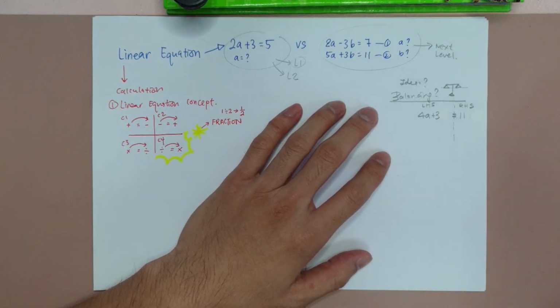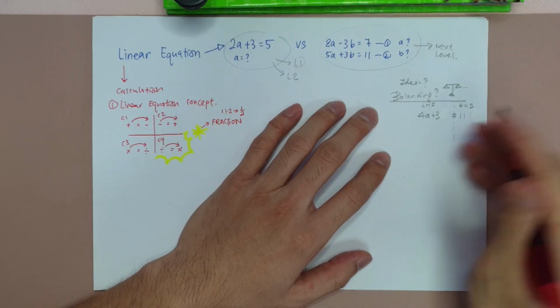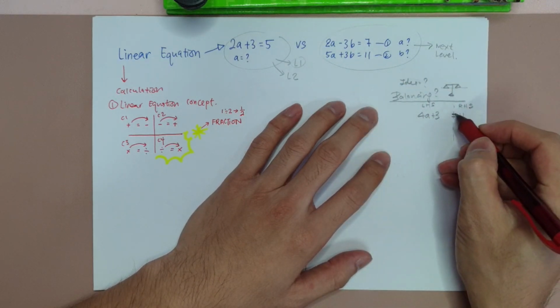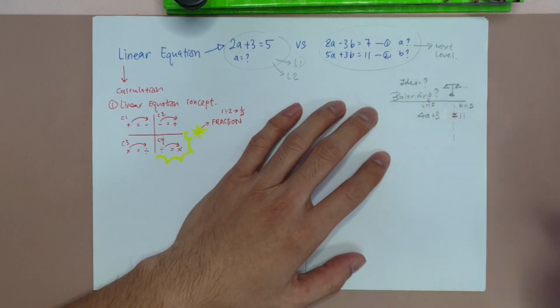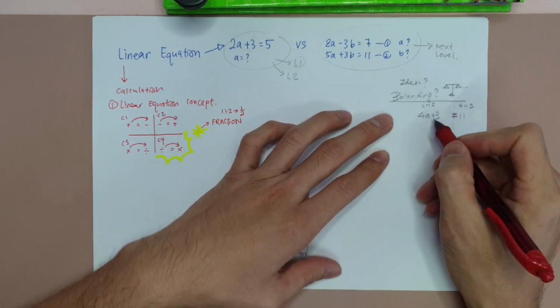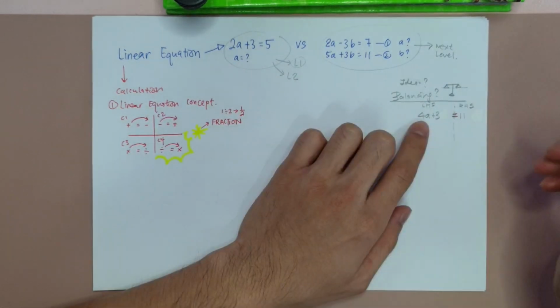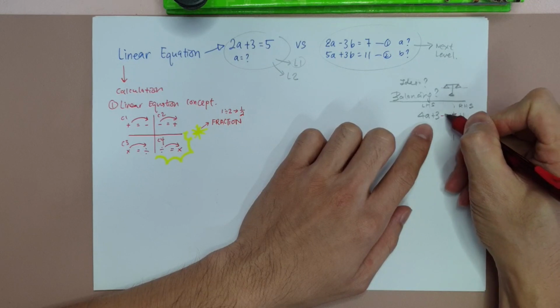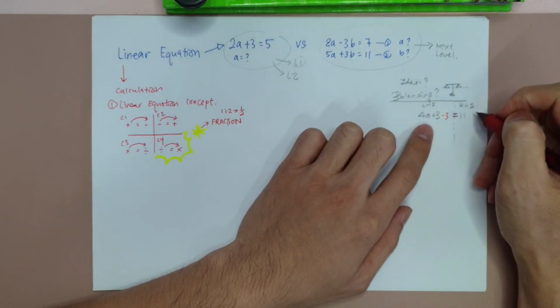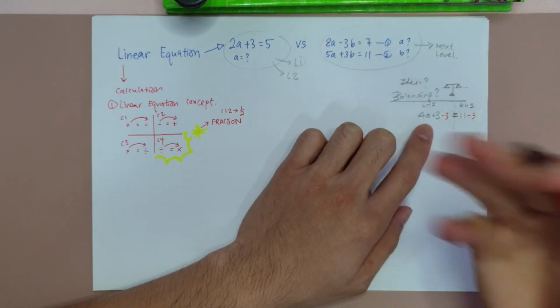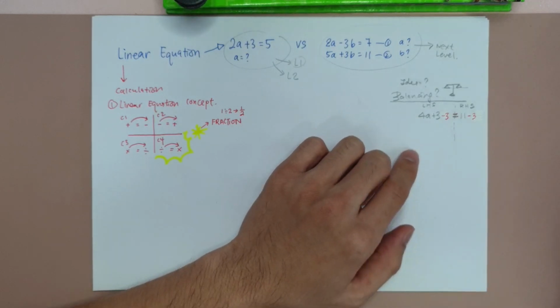Okay, so guys, this is important. Do you notice left and right, there's an equal sign right in the middle? It means they are equal. So in order to solve for a, I'm going to minus 3 on the left hand side, and simultaneously I will minus 3 on the right side. And why do I do this?